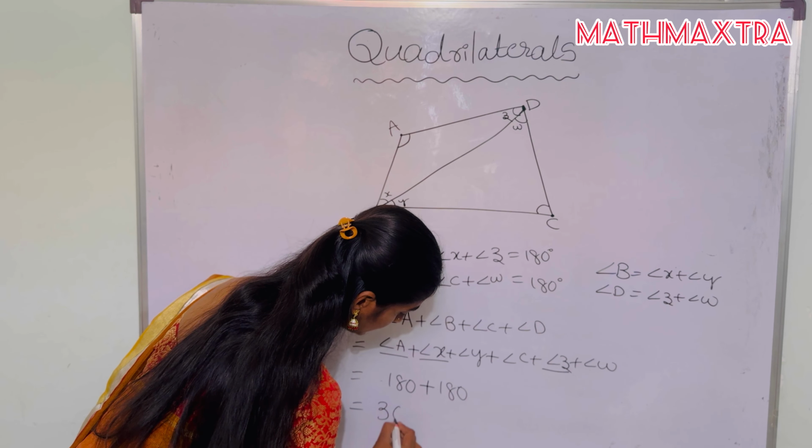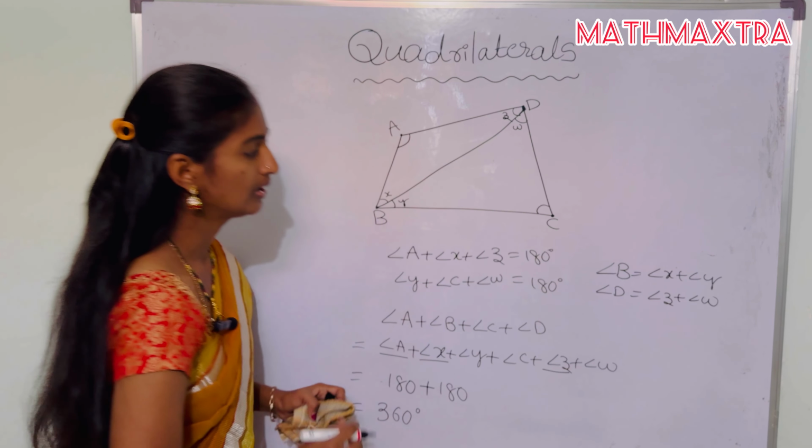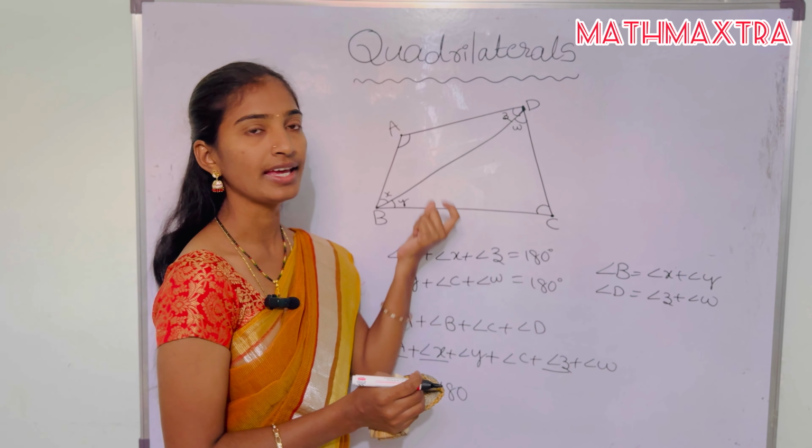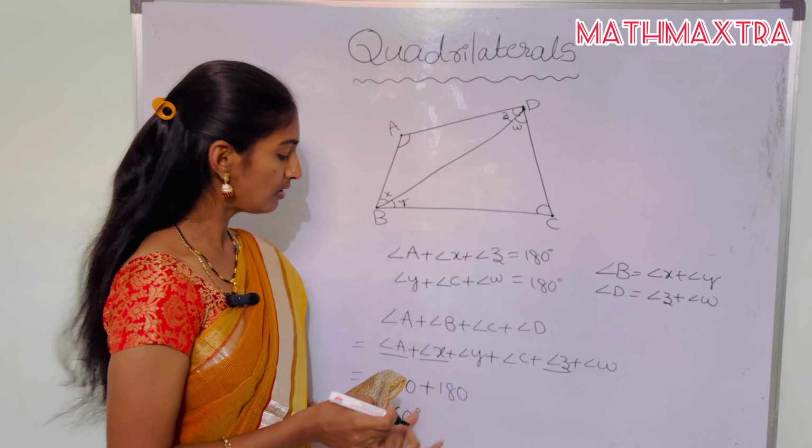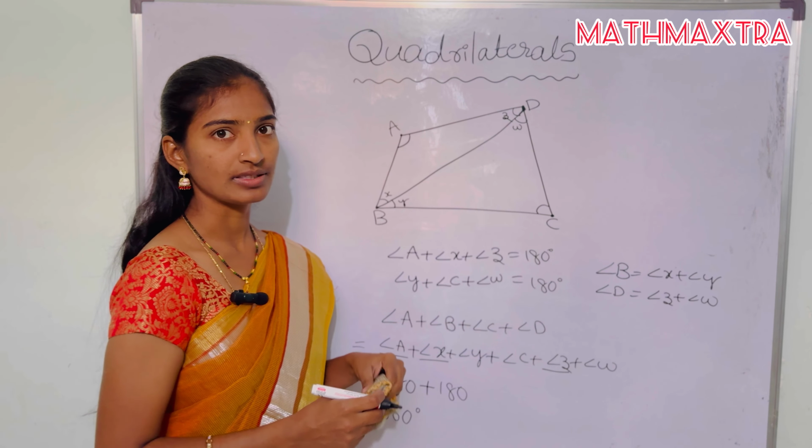Now the sum is 360 degrees. So this is how we can say the sum of all interior angles of a quadrilateral is always equal to 360 degrees.